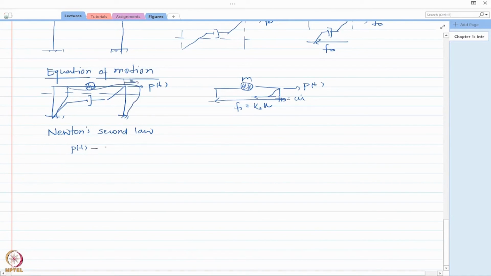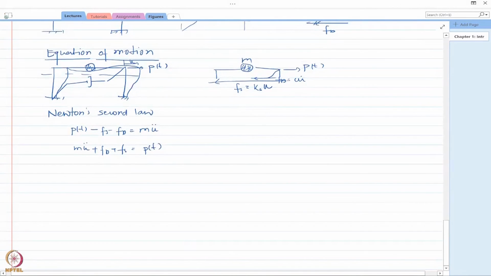So P(t) minus Fs minus Fd, the stiffness force and the damping force. This is the net resultant force. This should be equal to mass times acceleration, which is m times u double dot. And if I bring it to the same side, I can write it as m u double dot plus Fd plus Fs is equal to P(t).